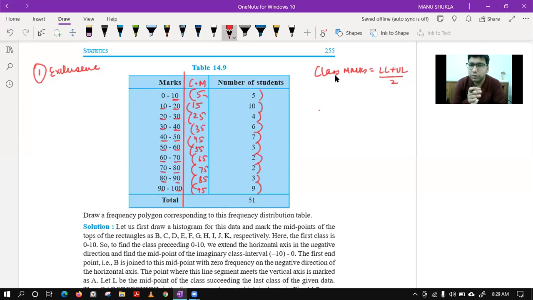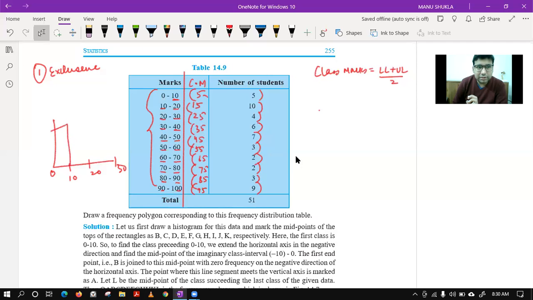Please try to observe that in the last question, where they had made the histogram first, they found the midpoints on the top of those rectangles. But this time we don't even require to make these things on the graph. Are you able to understand this? When you have to make a histogram first, you make the x-axis like this: this is 0, this is 10, this is 20, this is 30. You make the x-axis in a grouped way. You have seen this in that. And then you find these midpoints and join them for the frequency polygon.